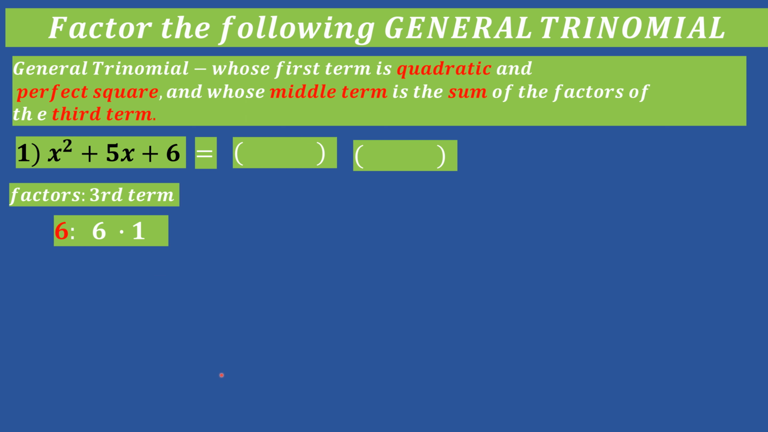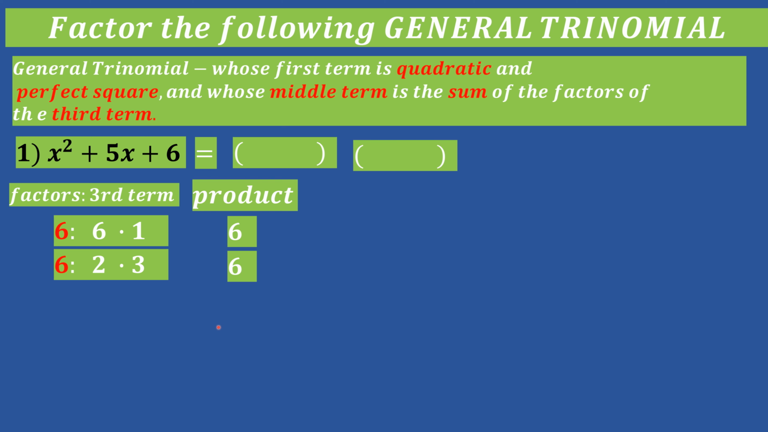It could be 6 times 1. On the other hand, it could also be 2 times 3. If they are the possible factors, then we start getting their product. 6 times 1 gives us 6, while 2 times 3 also gives us 6. And remember, the 6 is our last term. So which among the two sets are the exact factors of the given x squared plus 5x plus 6?